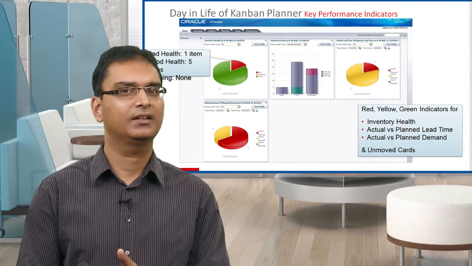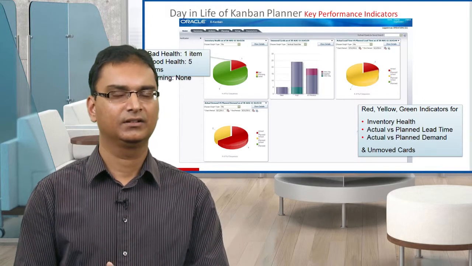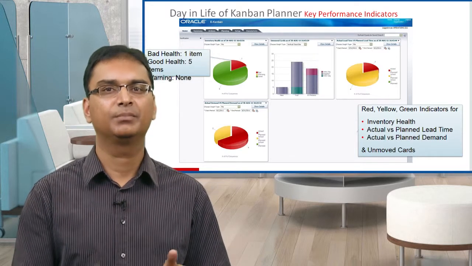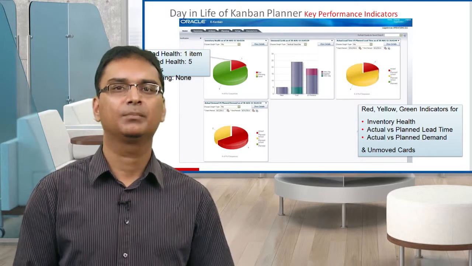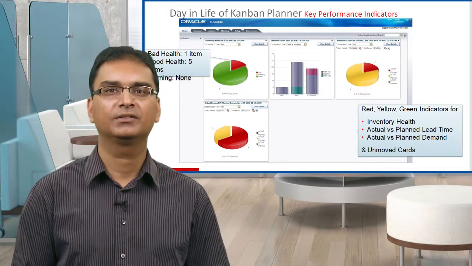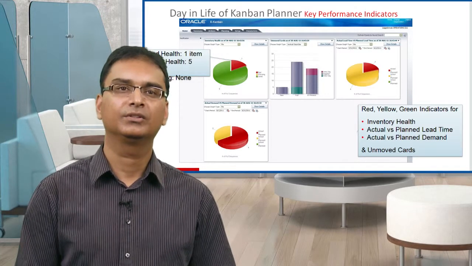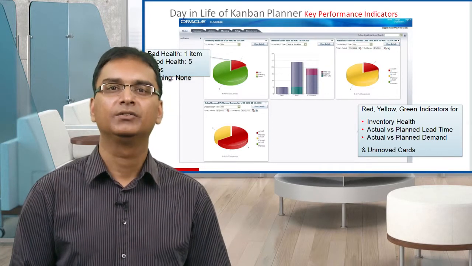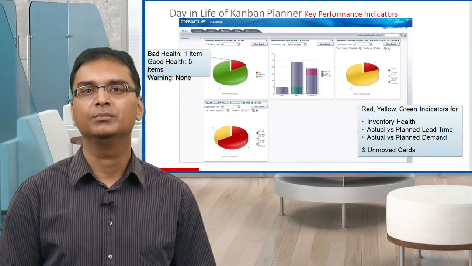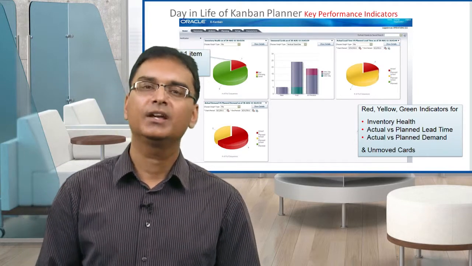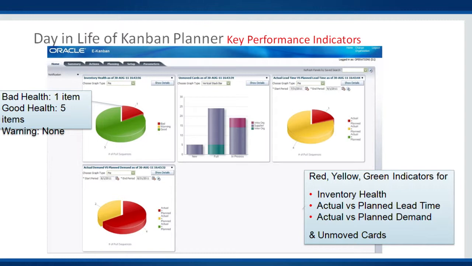And then we have another KPI for unmoved cards. If cards are stuck in certain statuses based on preset lead times and exceed the preset values, then they show up as unmoved cards. For example, there could be cards stuck with your supplier, and they would show up in this KPI so that you could take mitigating actions to move that card or create temporary cards to meet demand levels. Similar to those, we have two more which compare the actual versus planned values for lead times as well as for demand.